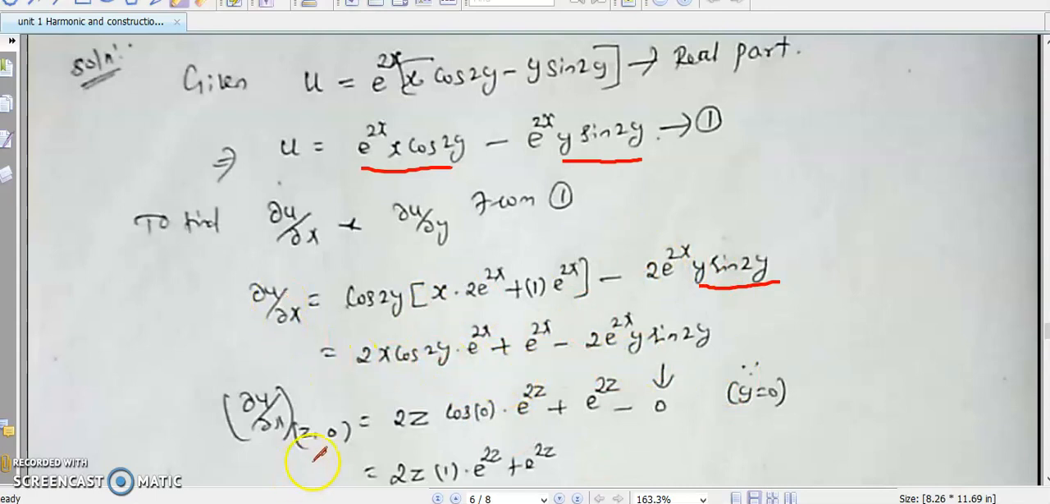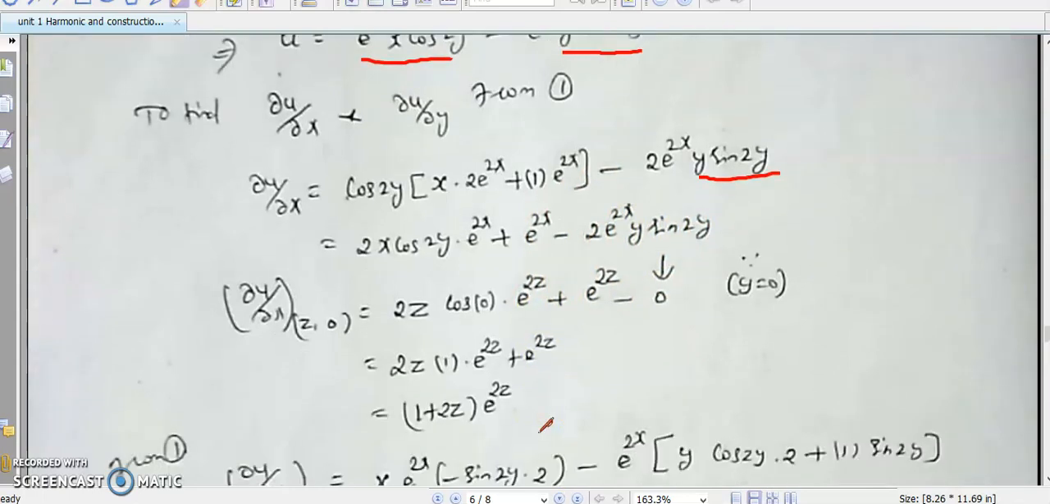So next at the point z comma 0, put x equal to z, y equal to 0. So what is cos 0? Cos 0 is 1. Replace x equal to z. Put y equal to 0, so this sum must be 0. Therefore, 2z into e power 2z plus e power 2z. I can take e power 2z outside. The remaining value is 1 plus 2z into e power 2z. This one is dou u by dou x at the point z comma 0.